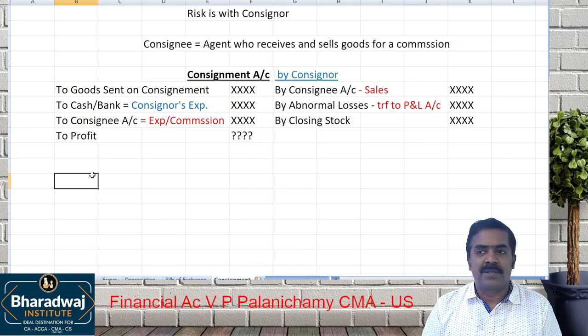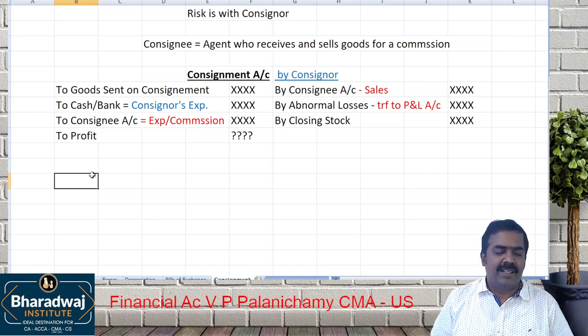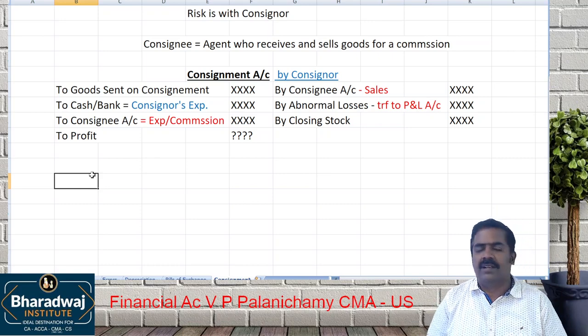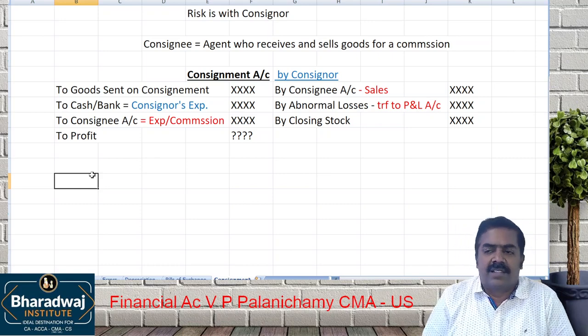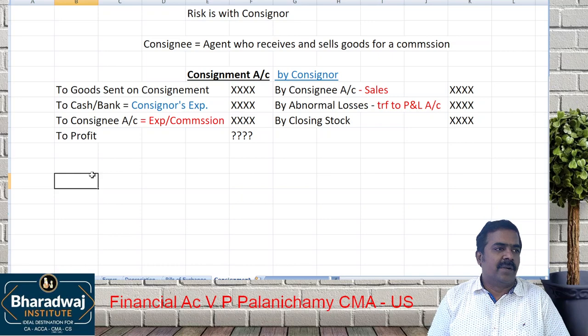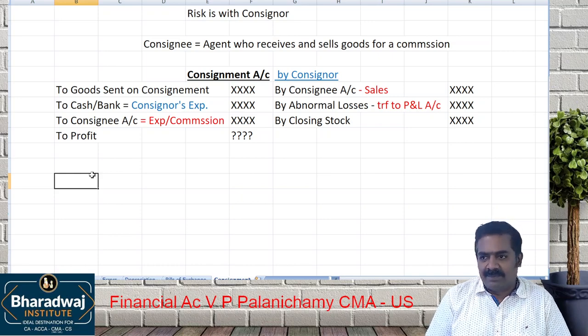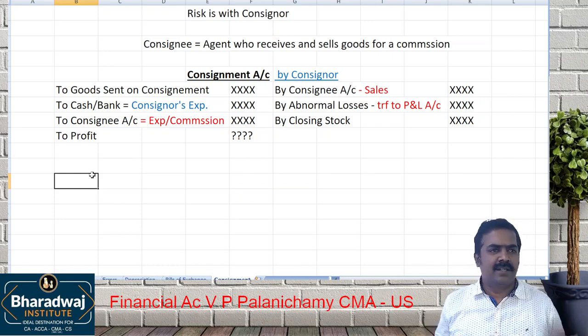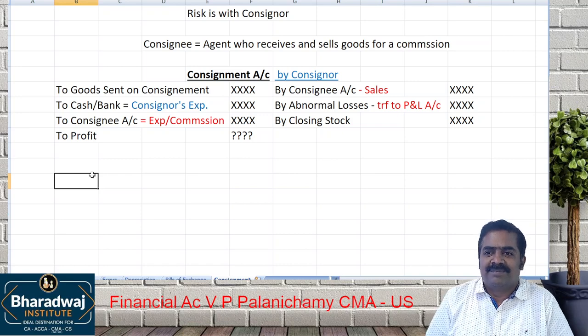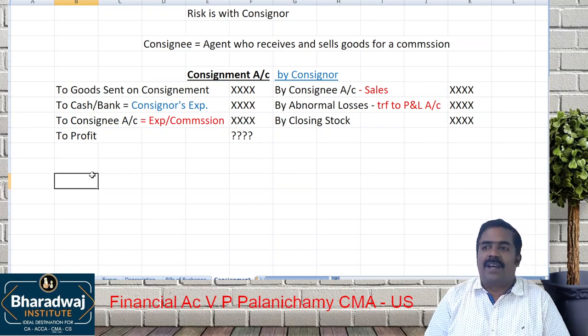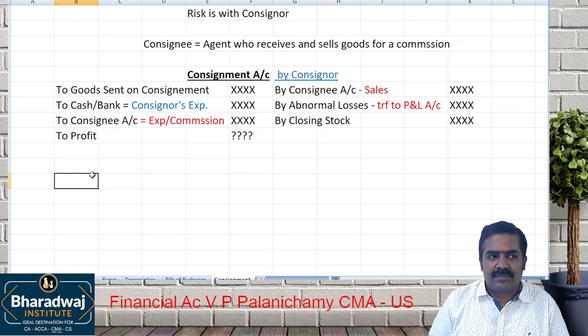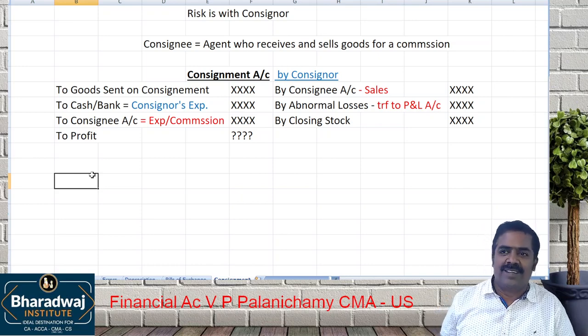Who's selling the goods? Agent. Agent will sell for cash or credit? Both. Agent will sell the goods for both cash as well as what? Credit. If there is a credit sales, what is unavoidable? Bad debts. Bad debts will come. Who will bear the bad debt losses? Will the agent bear it? No. The agent sells, takes the commission and goes on.